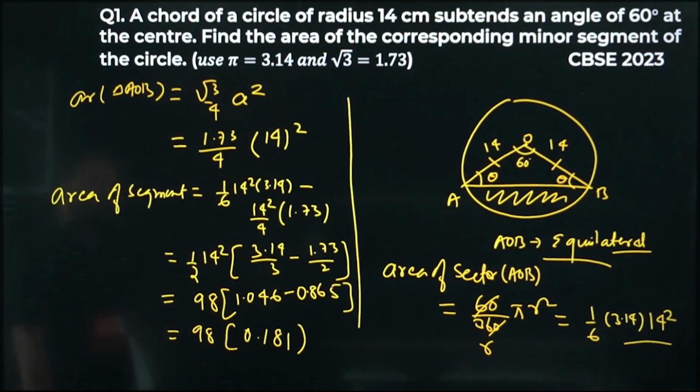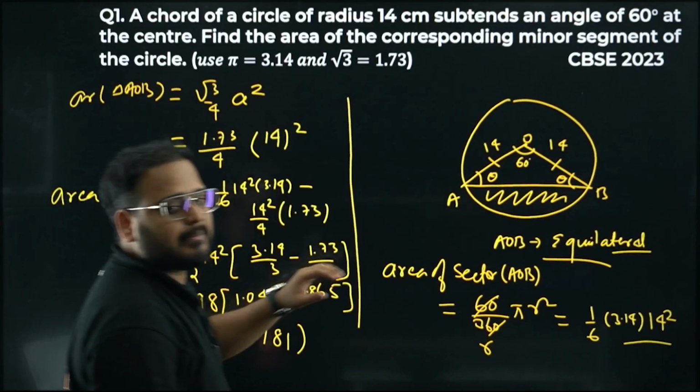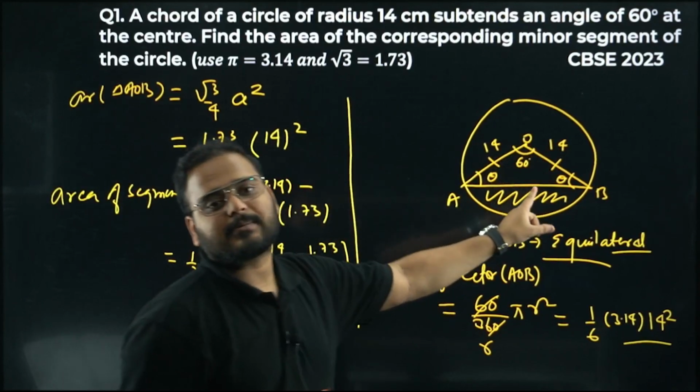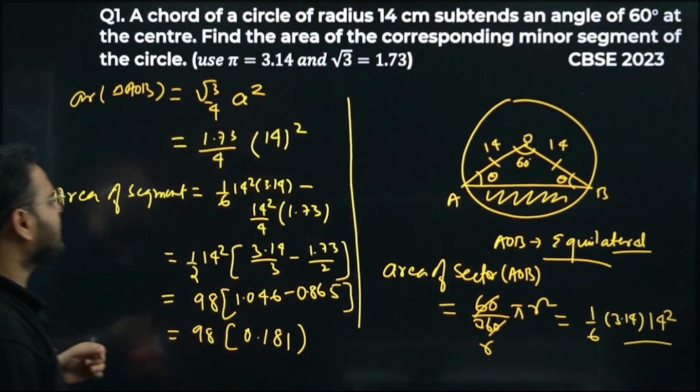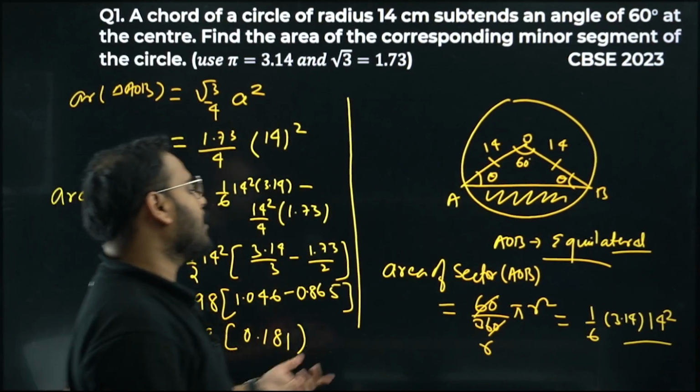Have a look. This is clear, right? Question number 1 is over. We have to find the area of the minor segment like this. So we have to find the area of the sector first, then subtract the area of the triangle from there. The triangle was equilateral, so we use the formula root 3 by 4 a square. For the sector we use the same formula, theta by 360 pi r square.